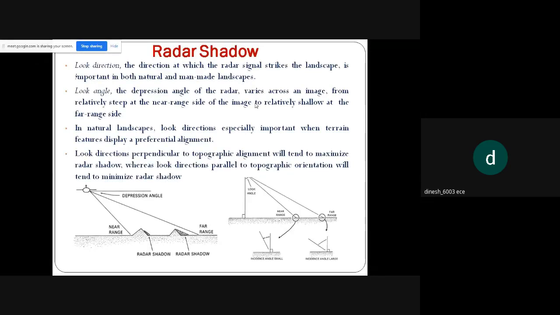In natural landscapes, look directions are especially important when terrain features display preferential alignment. Look directions perpendicular to topographic alignment will tend to maximize radar shadow, whereas look directions parallel to topographic orientation will tend to minimize radar shadow.